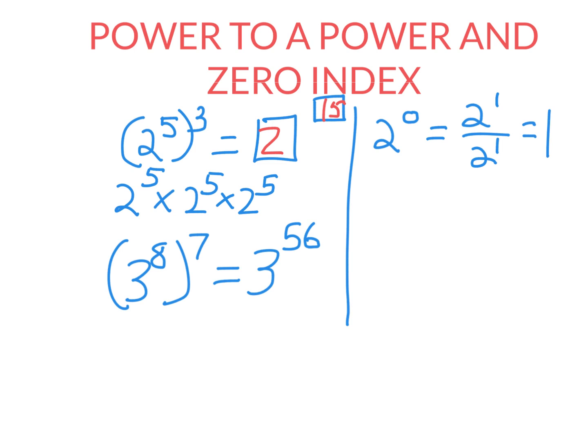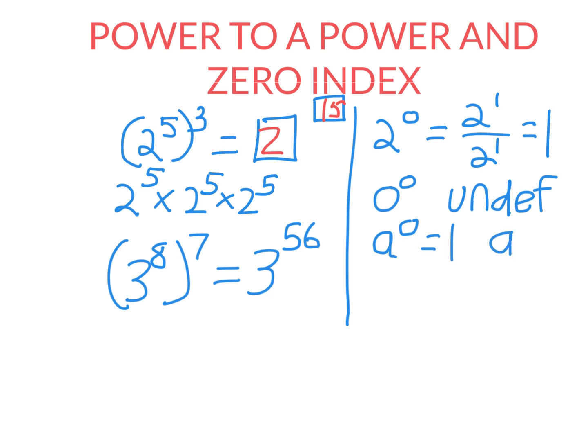Now I could have used this logic for any number. I could have done 3 to the power of 0 or 4 to the power of 0 or negative 200 to the power of 0. The only number it wouldn't work for is 0. So what am I actually saying? I'm saying 0 to the power of 0 is undefined. If you put it in your calculator, you get an error. But anything else to the power of 0 is actually equal to 1. So this says a is not equal to 0. Any number except for 0, when raised to the power of 0, gives 1.